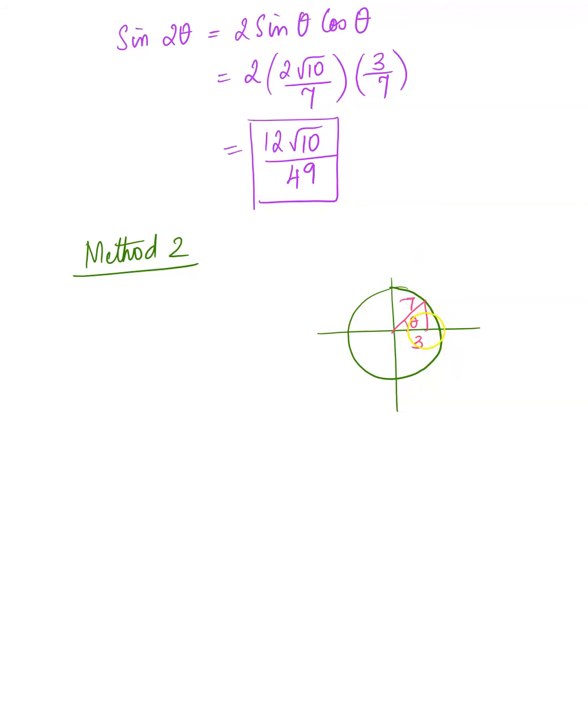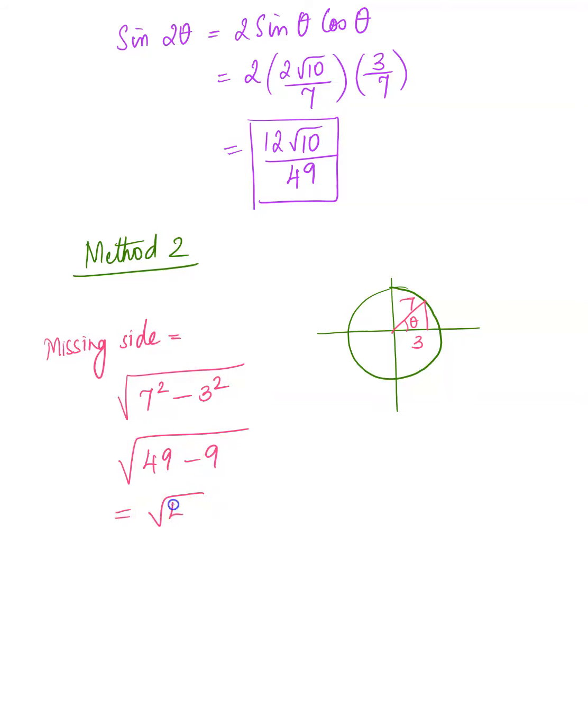Now we need to find the vertical leg, the missing side. Now 7 is the hypotenuse, so that will be 7 squared minus 3 squared, 49 minus 9, which is square root of 40. If you simplify this, you get 2 root 10. We just did that, I don't have to do it again. So this side will be 2 root 10.